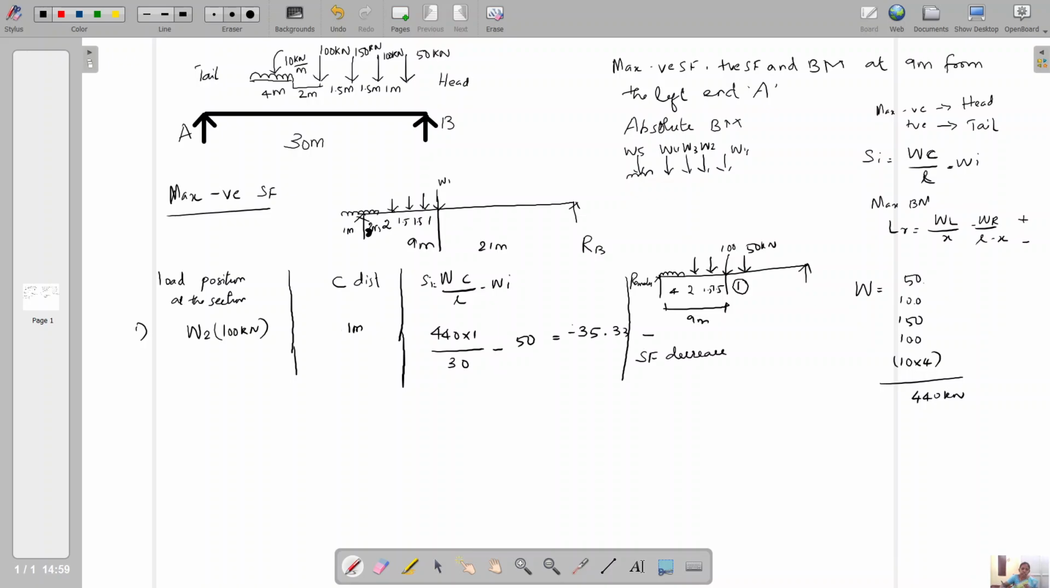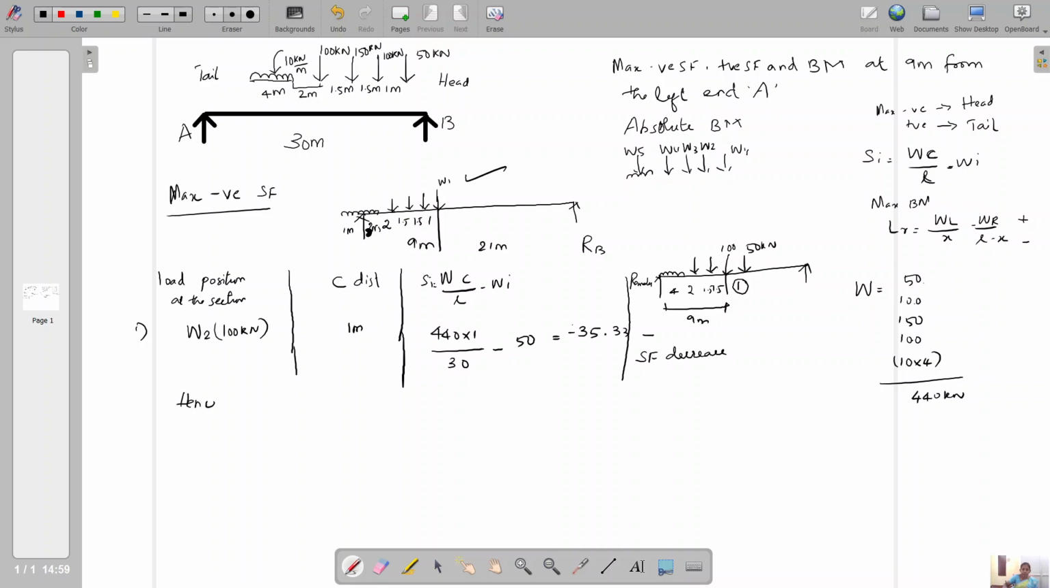So we should not consider this case. We should not consider this movement of 50 kilonewton on the right side. We should place the 50 kilonewton as in the case of the previous one. So in this case, it is right. So the shear force decreases.